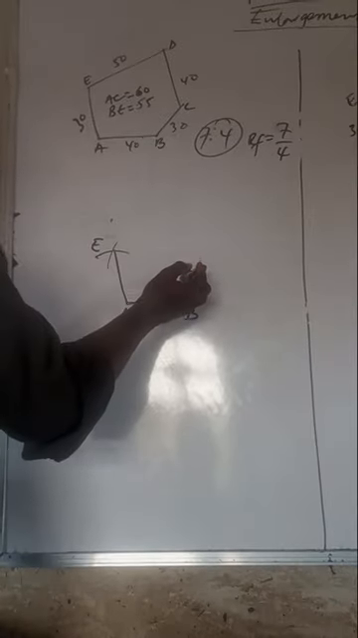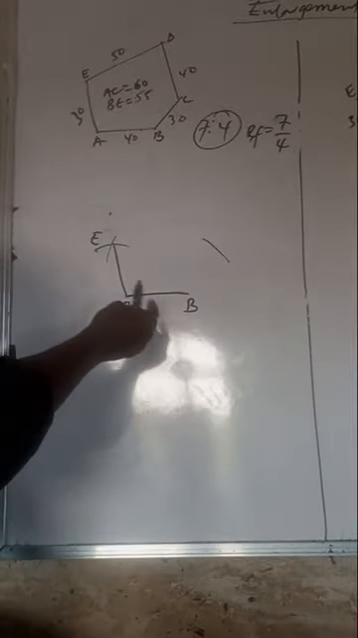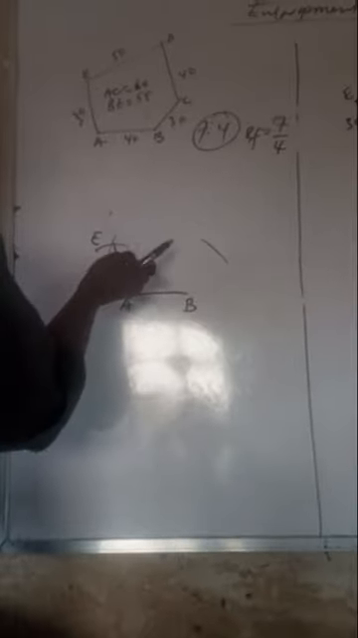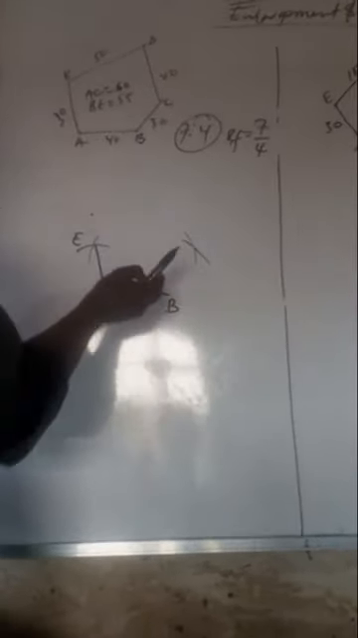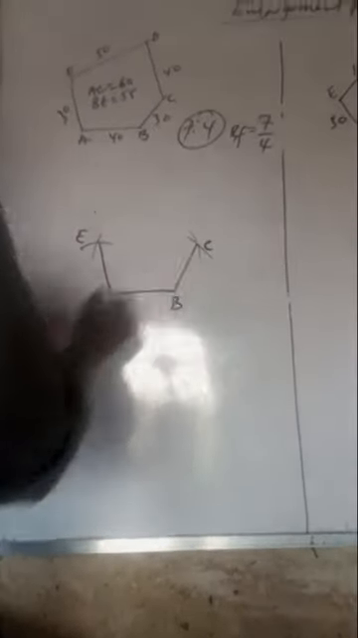Now I want to locate C. BC is 30. You stay on B, measure 30, and mark an arc. Then AC is 60. So you stay on A, measure 60, and mark another arc. Then you take this one also like this. So that is our C.